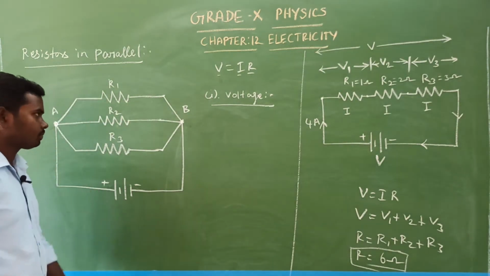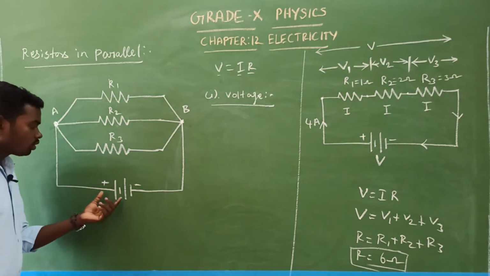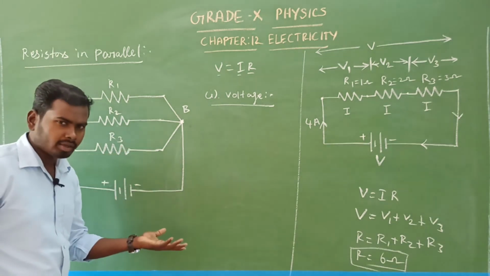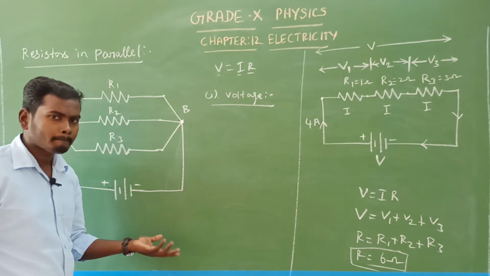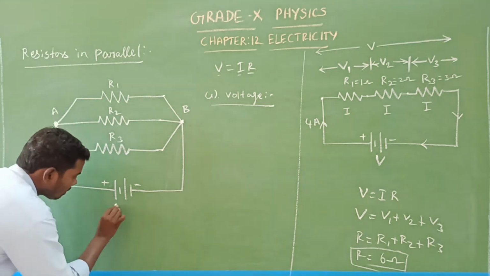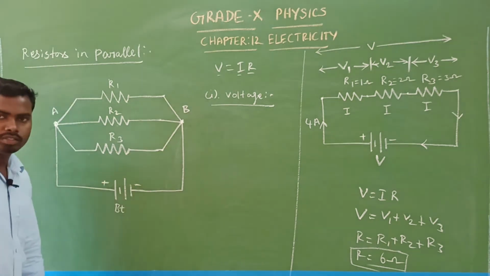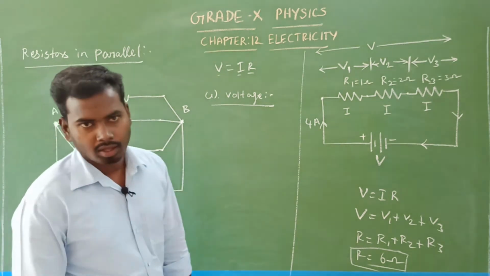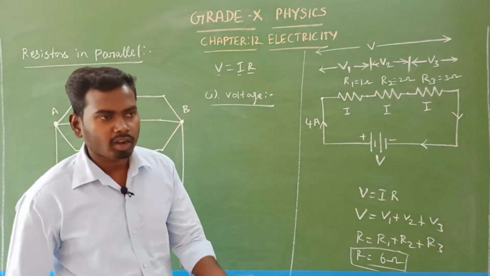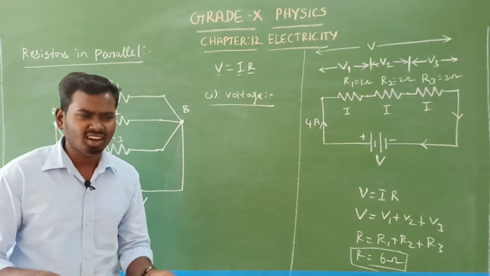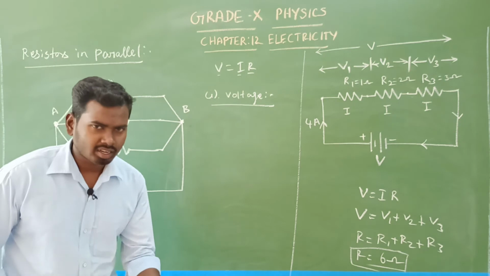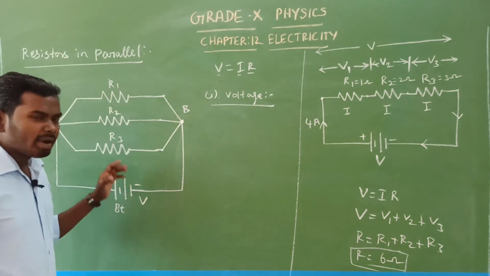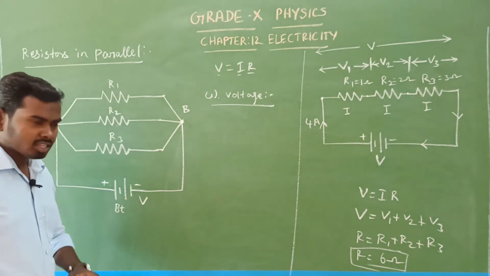Look at here. This voltage is always supplied by the battery. Voltage is always applied by the battery, which means generally a potential difference. The potential difference is produced by the battery cell or any other power generator. So this is a parallel combination setup.